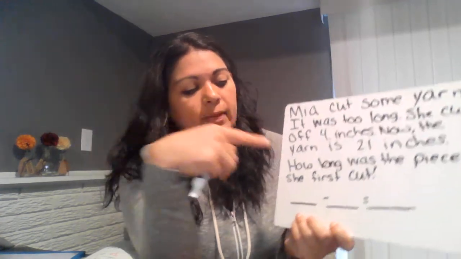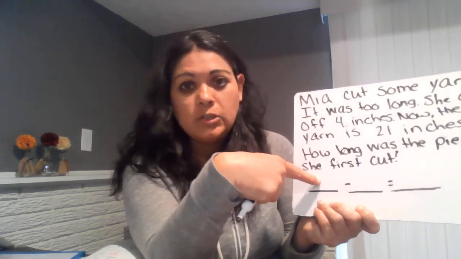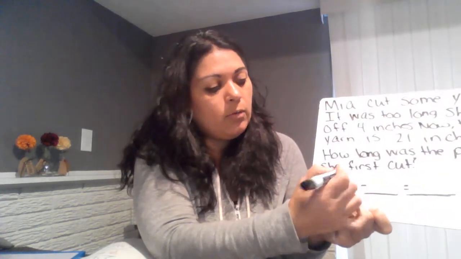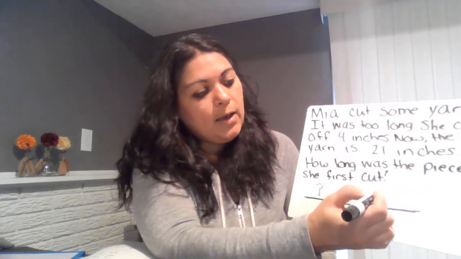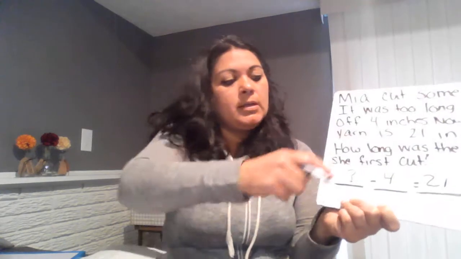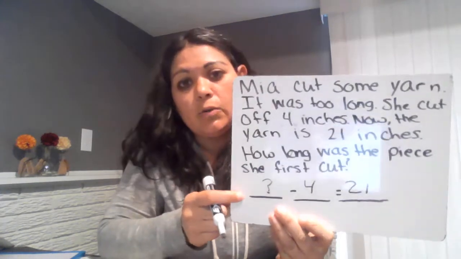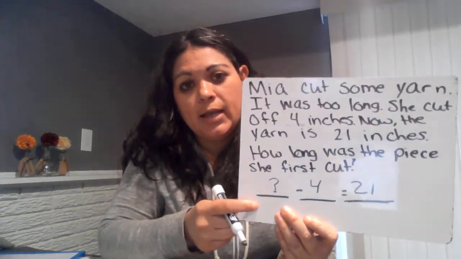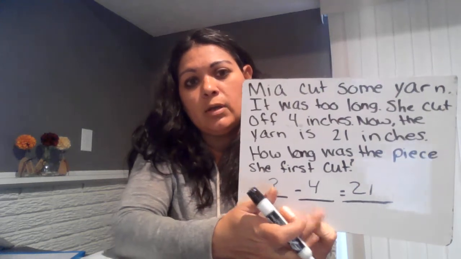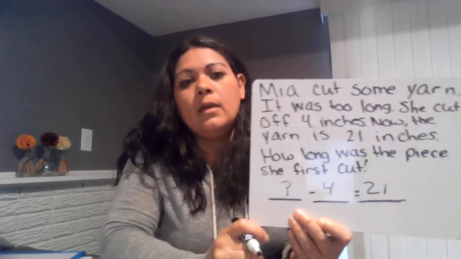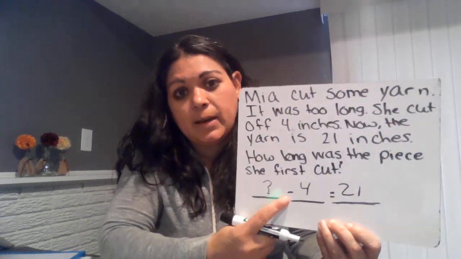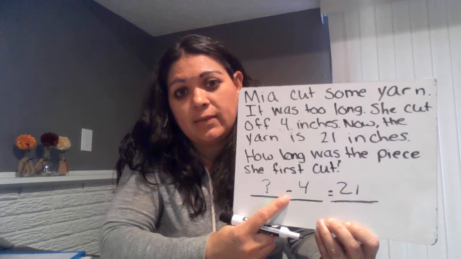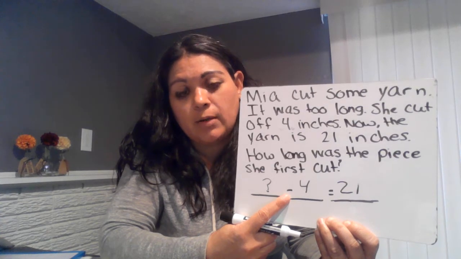So let's think about that. Do we know how much she first cut off? No. But we do know she cut off 4 inches. And now it is 21 inches. So again, this is our unknown position, our unknown subtrahend. We know she cut off 4, and now it's 21. First grade, one way that we can solve this is by fact families. We can take this and turn it into an addition problem, okay?